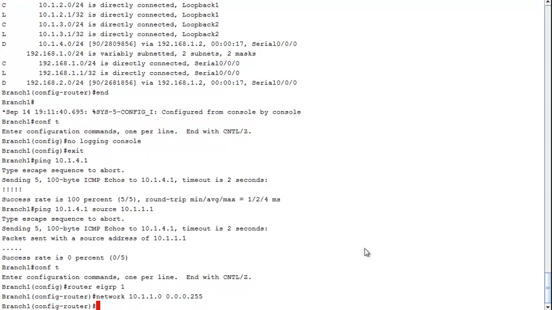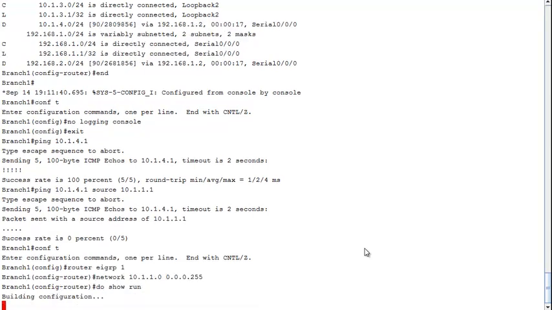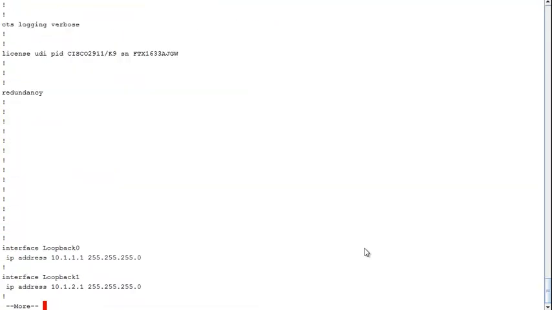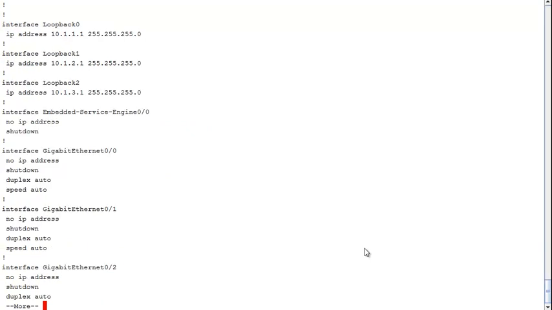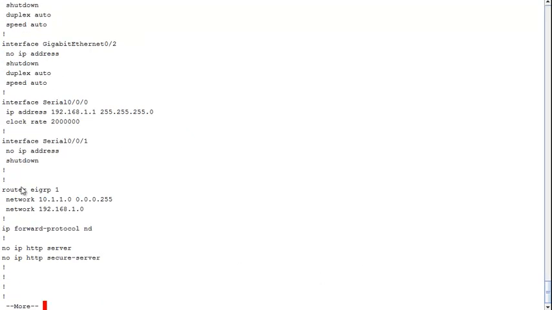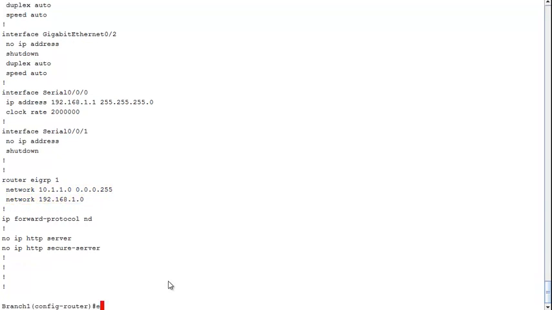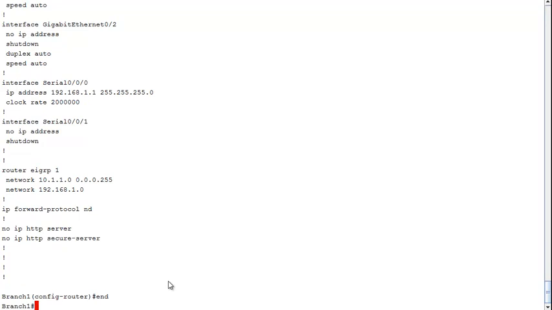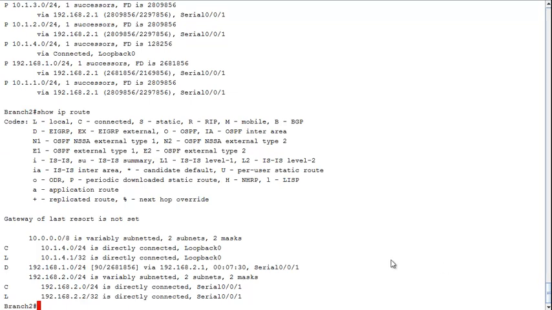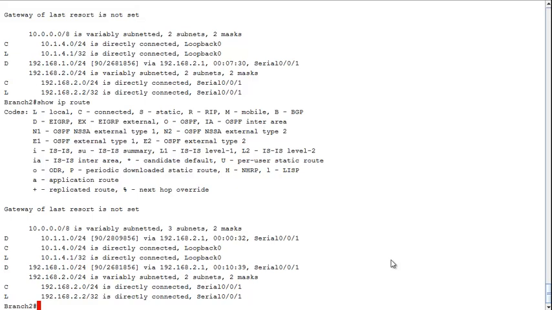So let's do a show run. And what I should have done, I didn't. I'll show you in the next one. All right, so our interfaces that are participating are, this is our loopback 0 interface. This is our serial 0/0 interface. Now, let's go over to branch 2. Show IP route. Whew, yay, like I said, 10.1.1.0 is now in there.